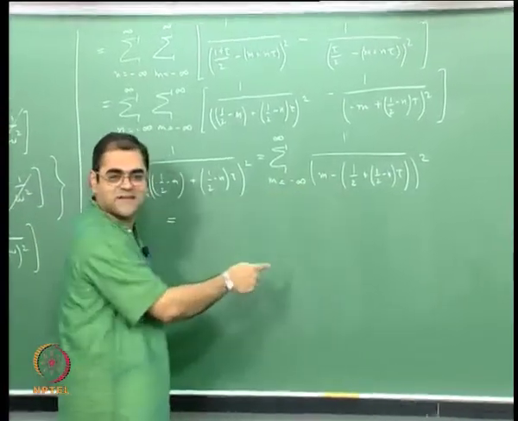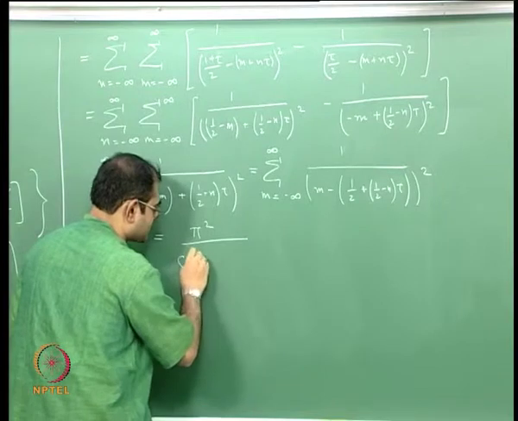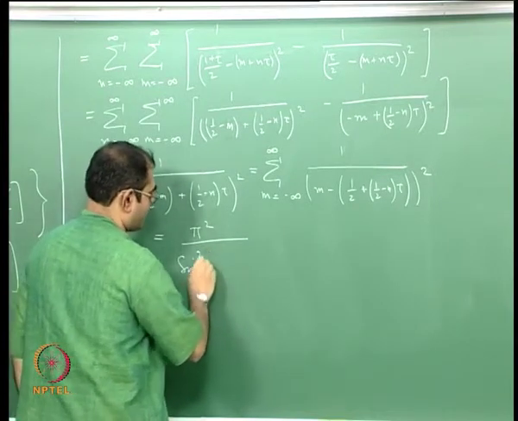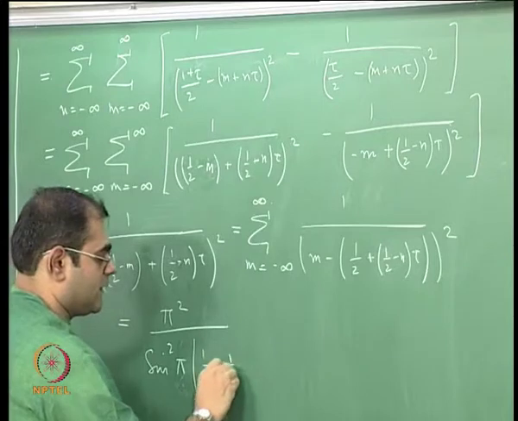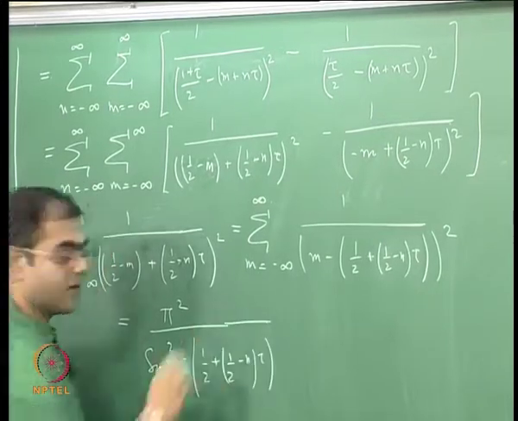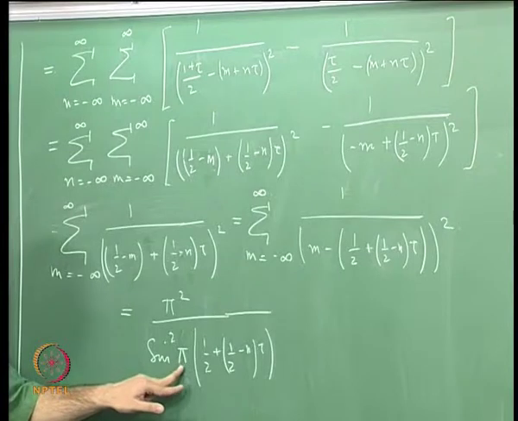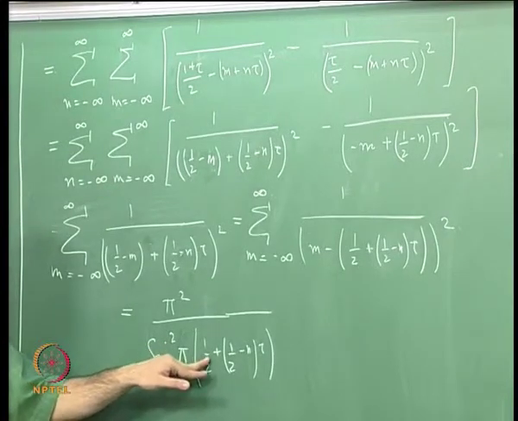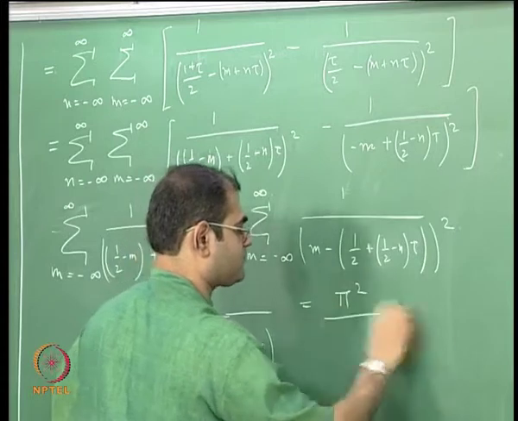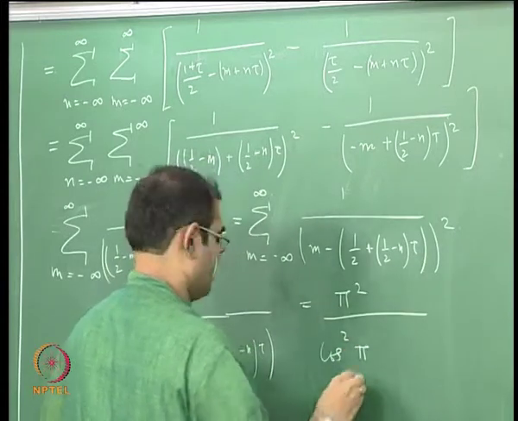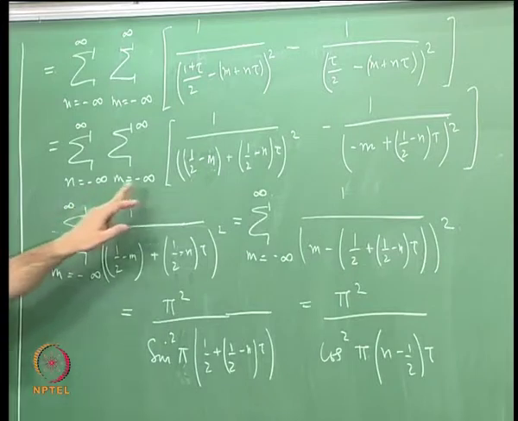If I apply that formula, I get pi squared by sine squared pi times this whole thing, so half plus (half minus n) into tau. This is what I get. Now if I push the pi inside, I can change this sine squared to cos squared and write that as (n minus half) tau. So this finally becomes pi squared by cos squared pi (n minus half) tau. This is what you get finally, the first term.